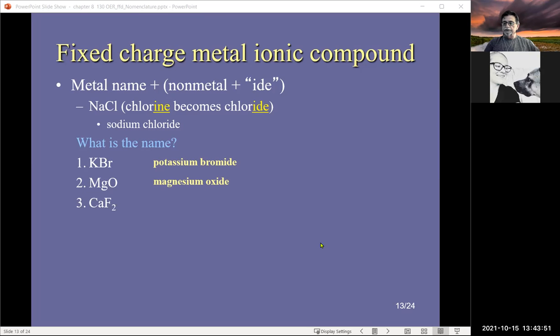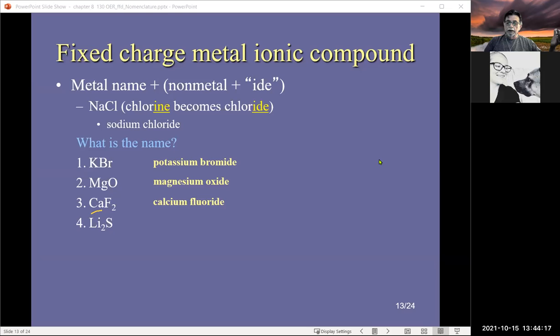And then here we got calcium. You might think, oh, that's diatomic fluorine, but it's not. Okay, don't let that confuse you, because right before that F is calcium. That tells you you're dealing with an ionic compound. You're not dealing with diatomic fluorine. So that's calcium fluoride, just like the chloride, just like the iodide.